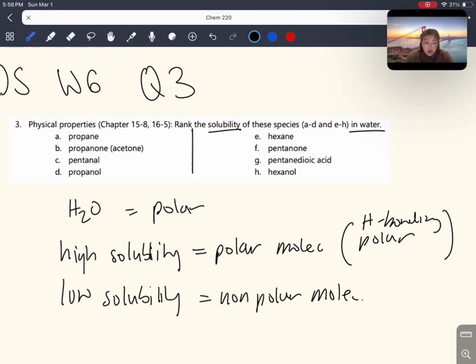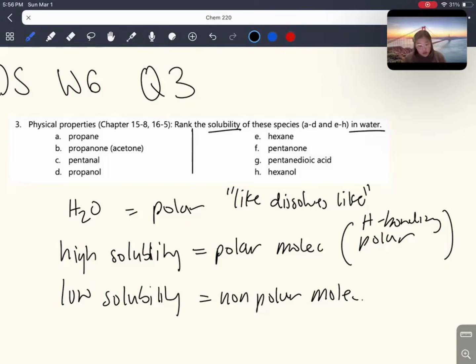You can think about the phrase like dissolves like. If something is going to be soluble in water, it's going to be interacting with the water molecules. How will you interact with them? Well, you'll interact with the water molecules if you have similar properties to them. So if you're polar, then you will interact with the water molecules, therefore increasing your solubility.